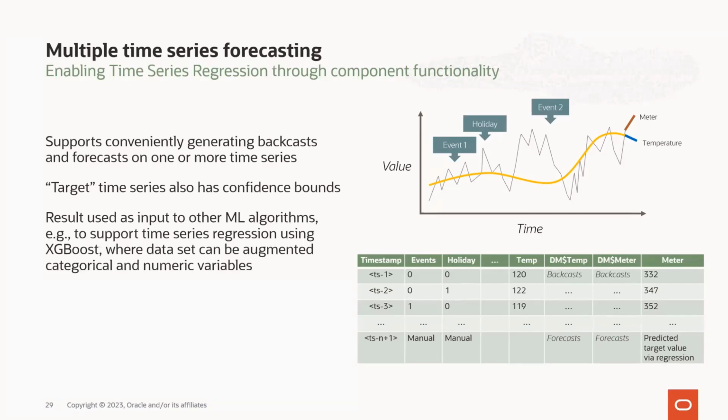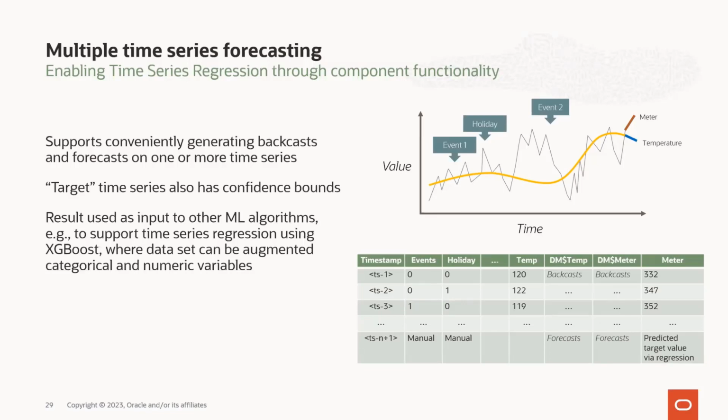Now, multiple time series supports conveniently generating backcasts and forecasts on one or more time series in the same table or view. The identified target time series also has confidence bounds computed for it. Now, the output of multiple time series serves as an input to other machine learning techniques like regression.